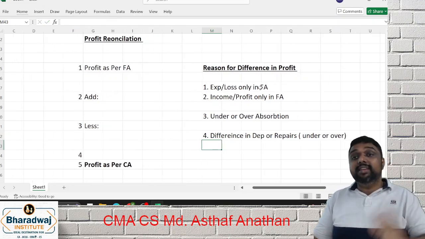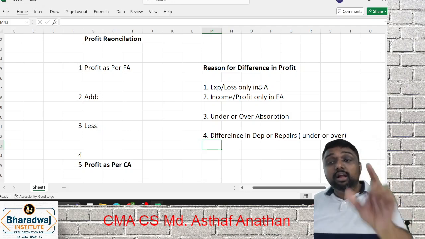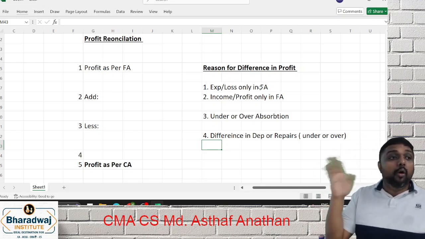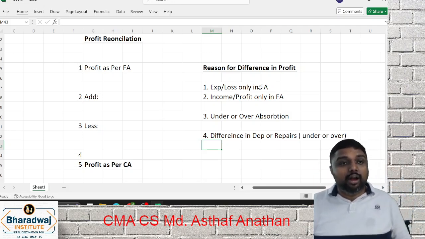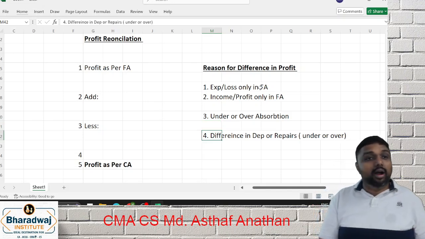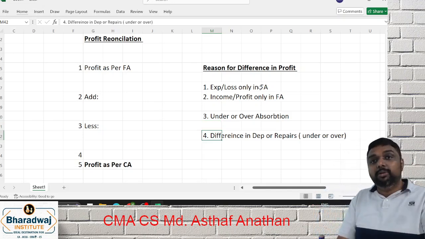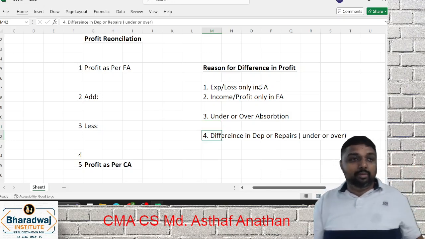Actually, we won't call this under absorption or over absorption, because the technical term we'll use only for what? Overhead. But actually, this is also under or over absorption, the same treatment only. What you treat, the same treatment only.